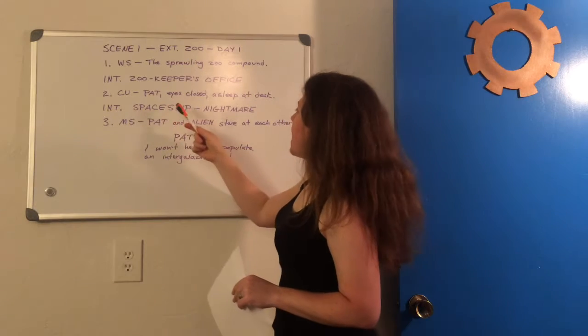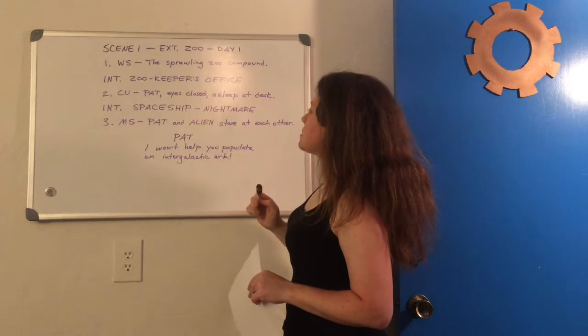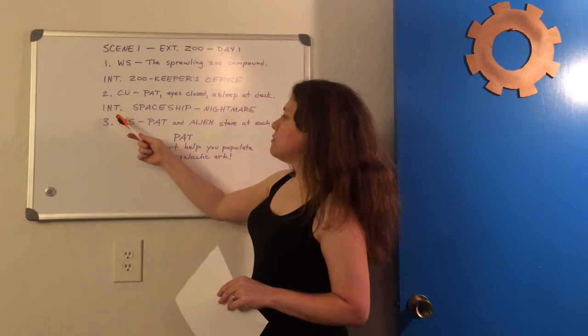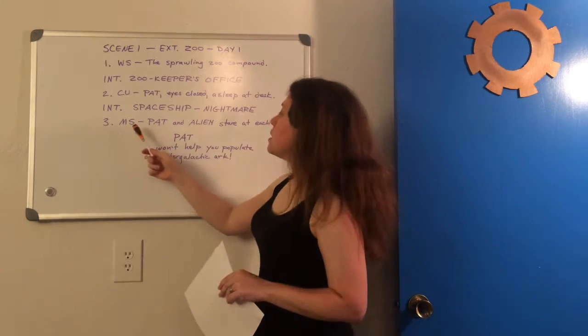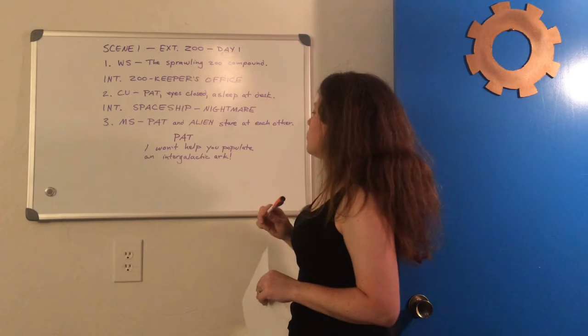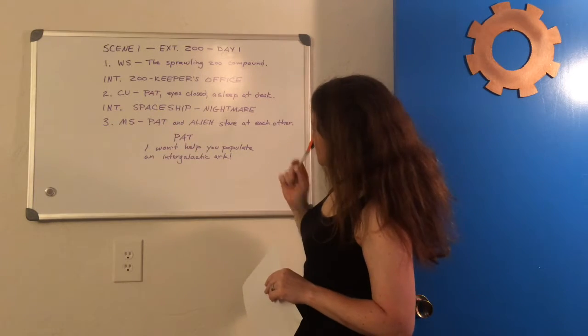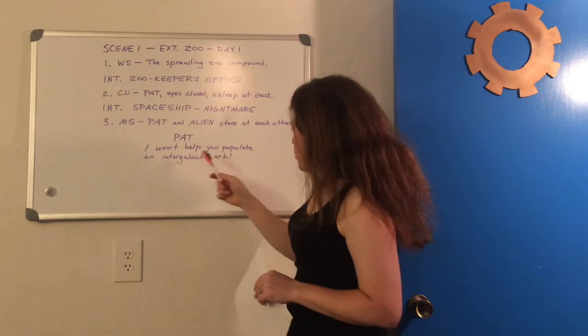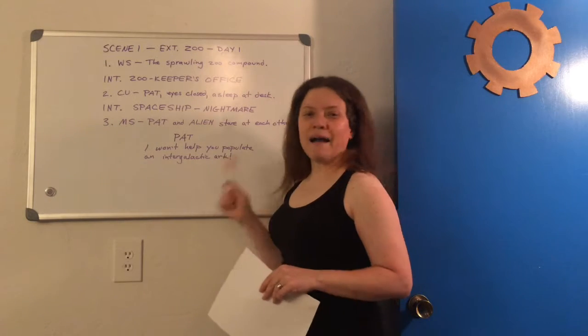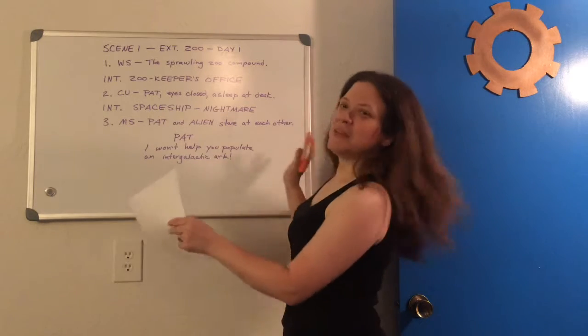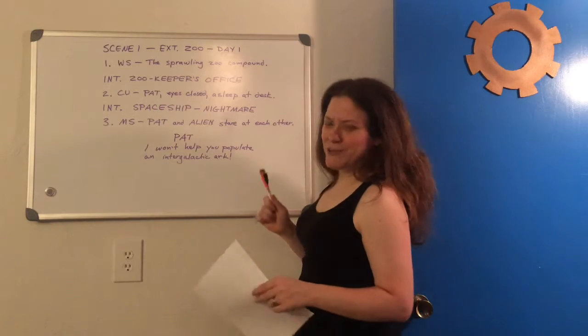Shot 2, close-up, Pat, eyes closed, asleep at desk. And then another one, interior, spaceship, nightmare. Shot 3, mid-shot, Pat and alien stare at each other. Is alien spelled right? No. Pat, I won't help you populate an intergalactic ark. So this is all accurate modular method. Give or take some with my margins here, it is a whiteboard.